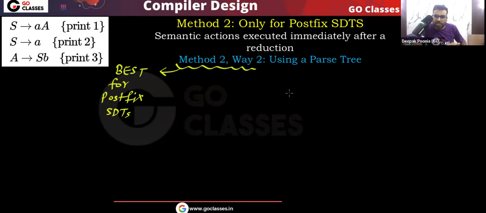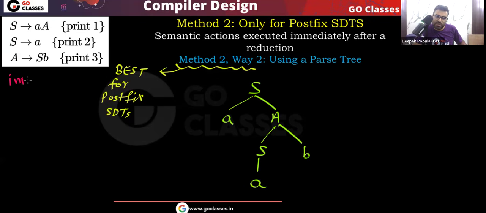First we will create a parse tree without semantic actions. Then we will perform left to right depth first traversal, and semantic actions will be executed immediately after reduction. Okay, method is very simple. So let's create the parse tree. The root node will be the start variable S. So this S will go to AA. Next this A will go to SB. Next this S will go to A. Okay, this is the parse tree because our input is AAB.